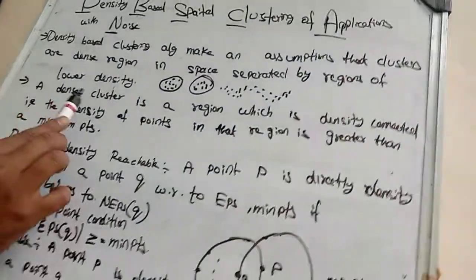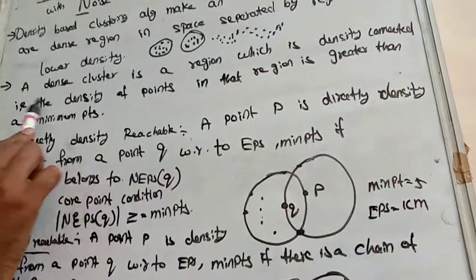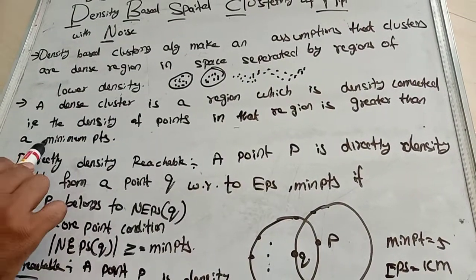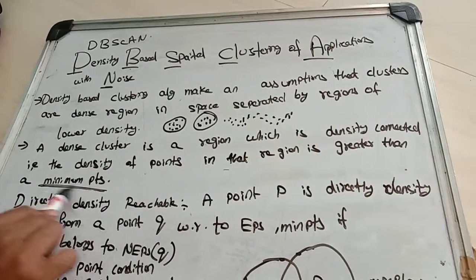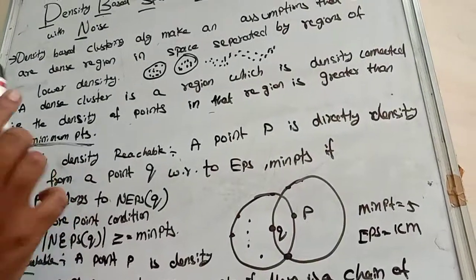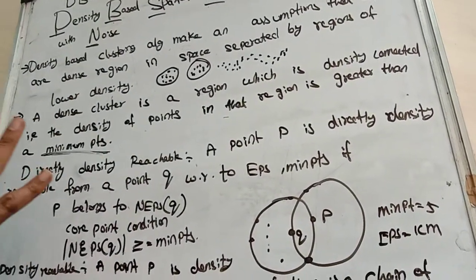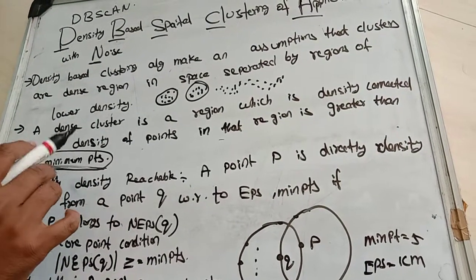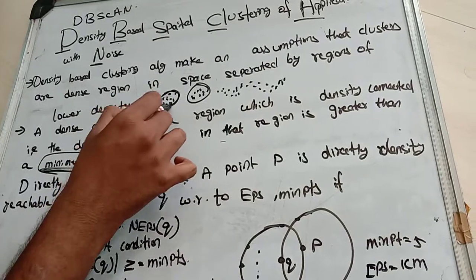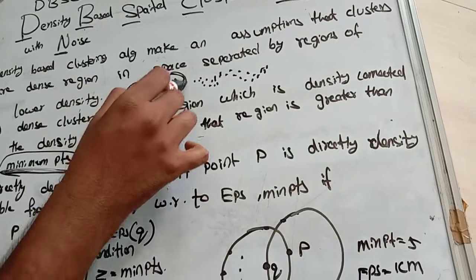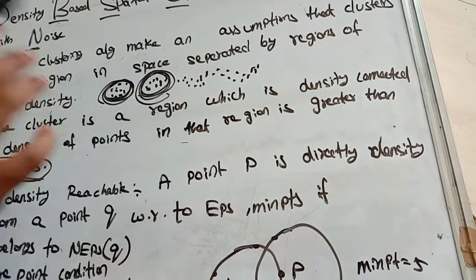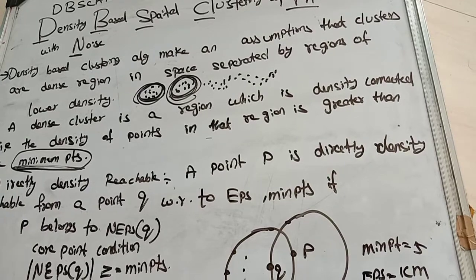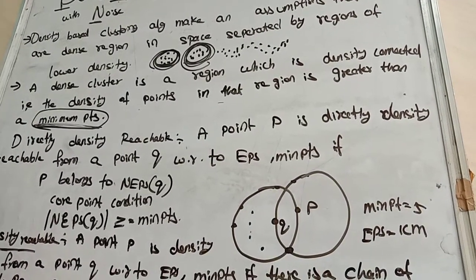Okay. A dense cluster is a region which is density connected, that is, the density of the points in that region is greater than the minimum points. This point we have already seen in the previous example also. Minimum points is something we will be fixing, just like k, which we fixed as 2, that means 2 clusters. Minimum points is how many points have to be present in the cluster. If we take minimum points as 10, there should be a minimum of 10 points in the cluster. It can be more than that also. Minimum points has to be reached. One point we cannot make into a cluster, right?